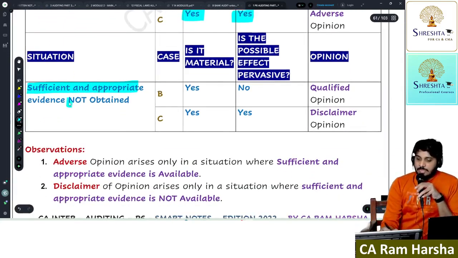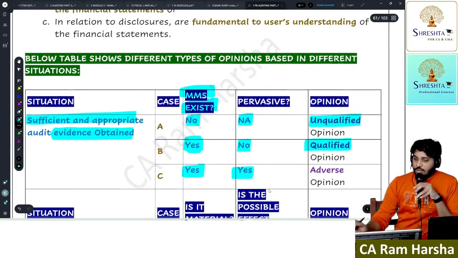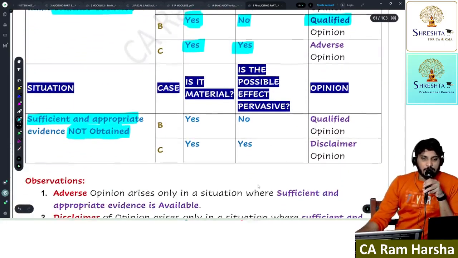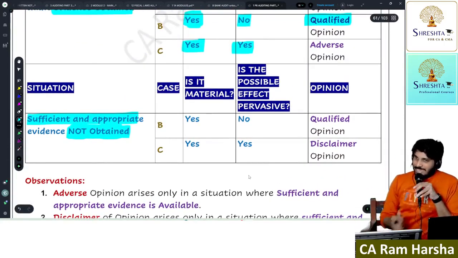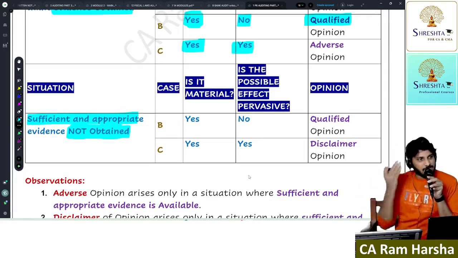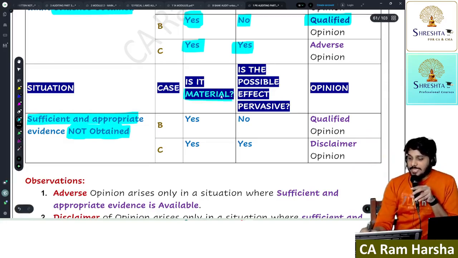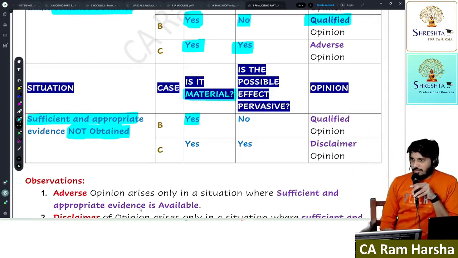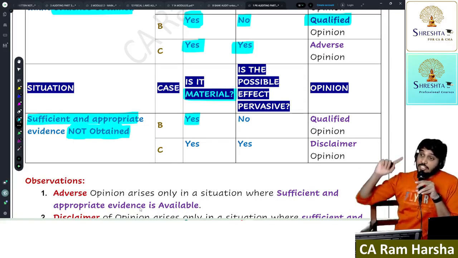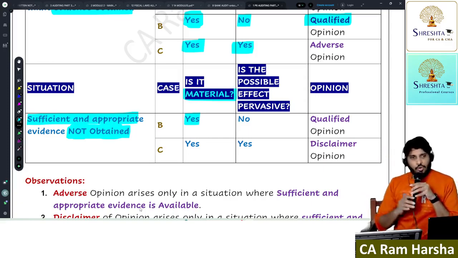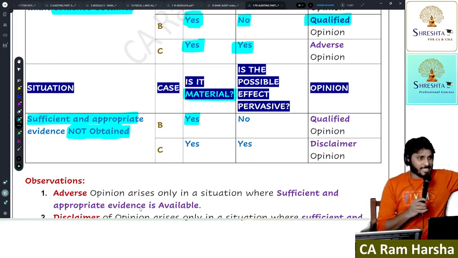Sufficient appropriate evidence not obtained. When it is not obtained, can I use the word misstatement? Misstatement means what? It is wrong. Here evidence itself is not there. How can you say it is right or wrong? So, is it material? Yes. Now, evidence is not there, no? Tomorrow, what is the possible effect if it goes wrong? Okay, evidence is not there. Now you cannot say it is right or wrong.